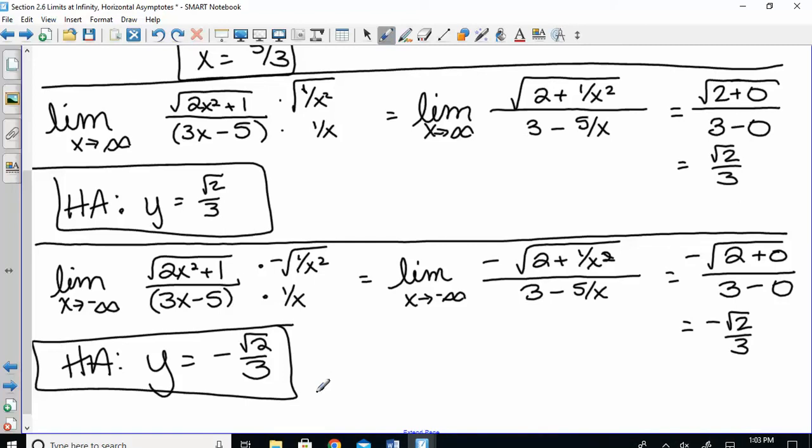So where does 0 come from? You just plugged in 0 for x? Anytime you plug in the infinities, if you have a number divided by infinity, it will always go to 0. Okay.